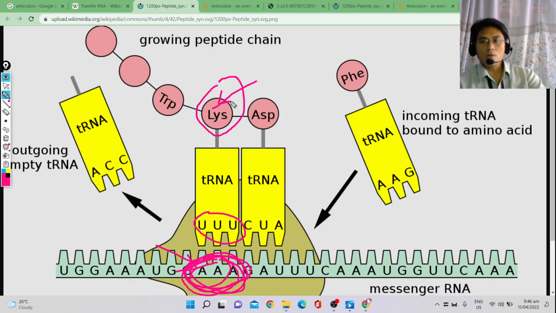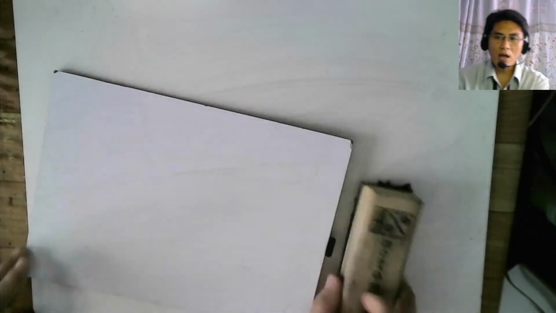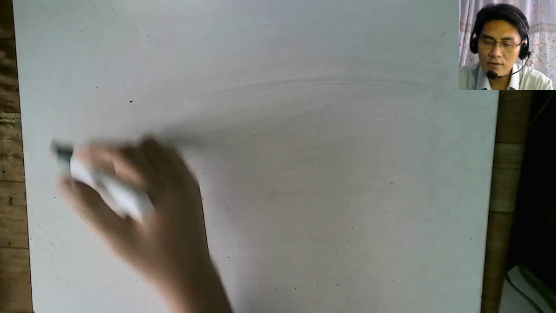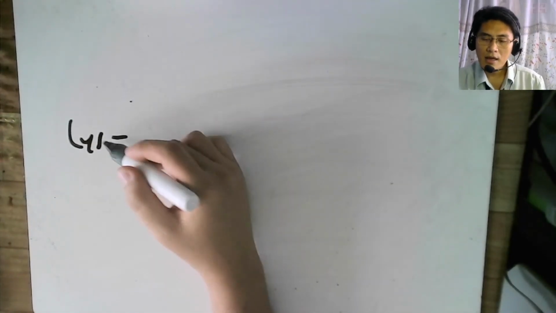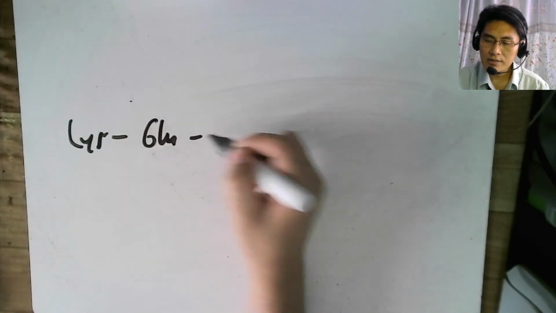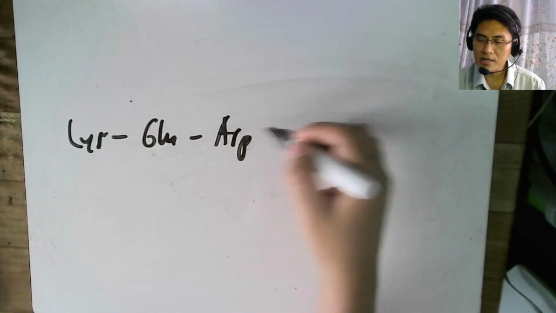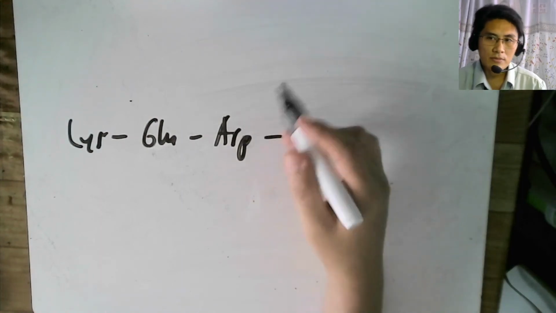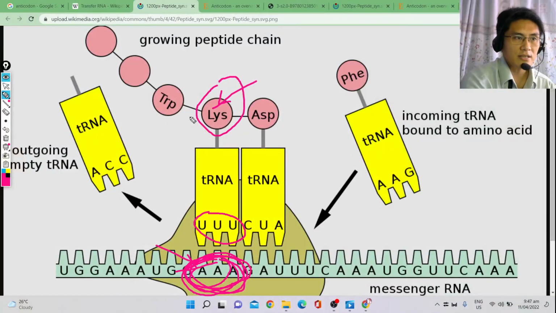Okay? So, after that, I want to discuss this idea that if you have lysine, for example, and then you have lysine and then glutamic acid, aspartic acid. By the way, I just realized this is not asparagine, this is aspartic acid, I think.